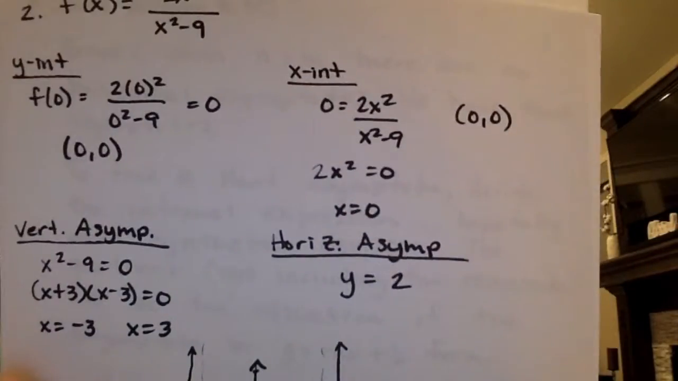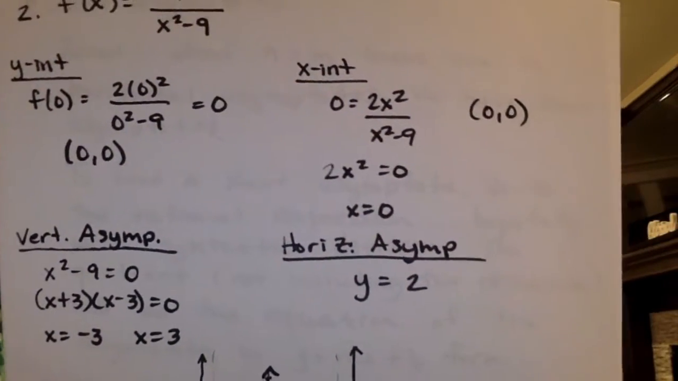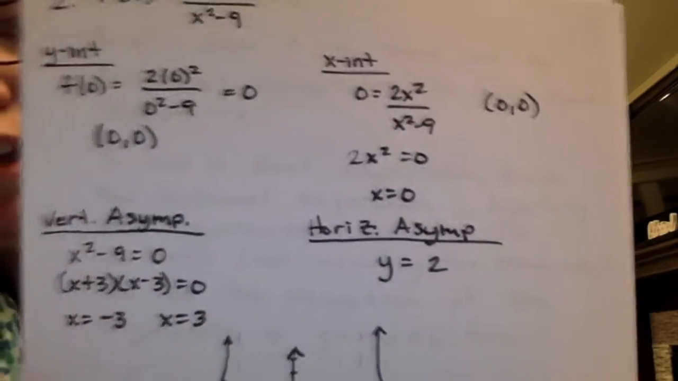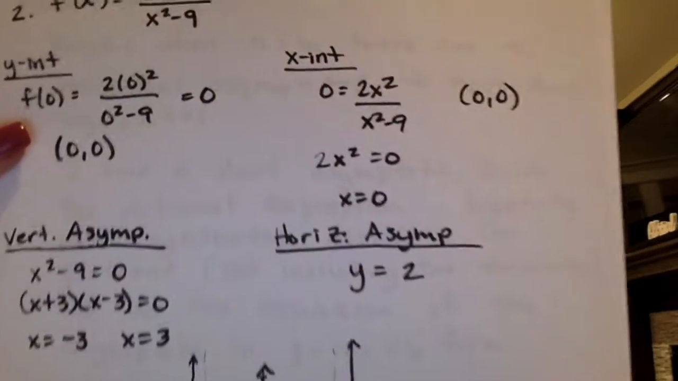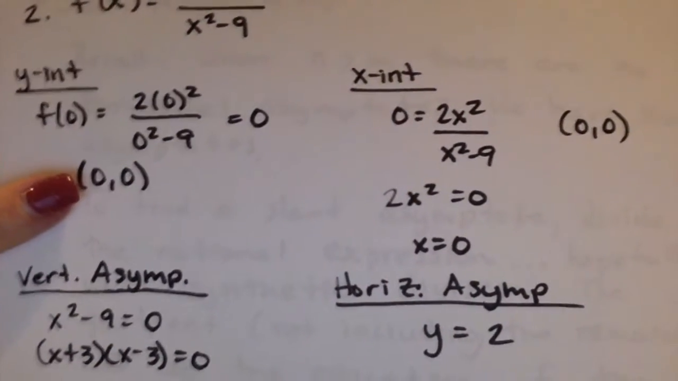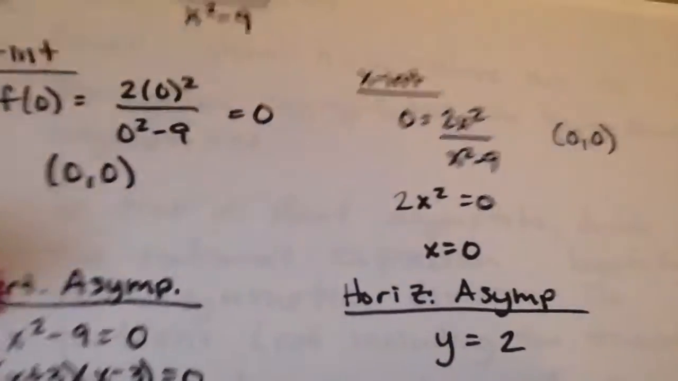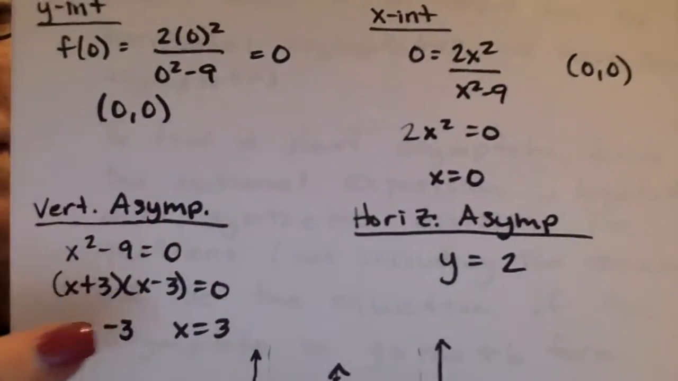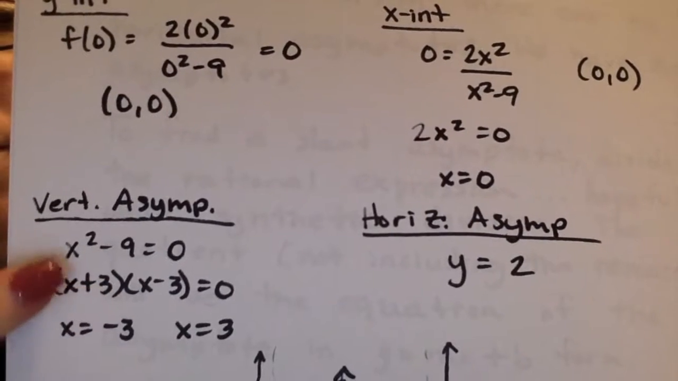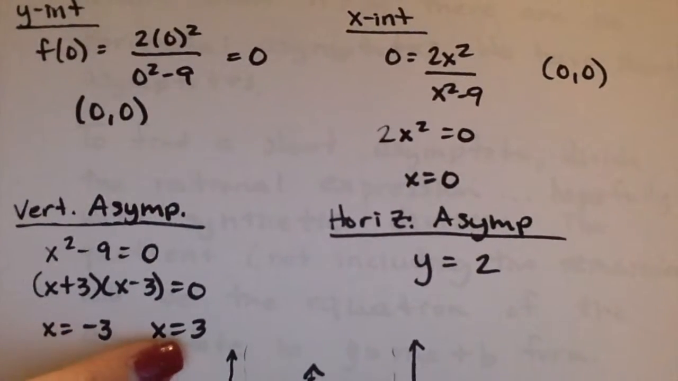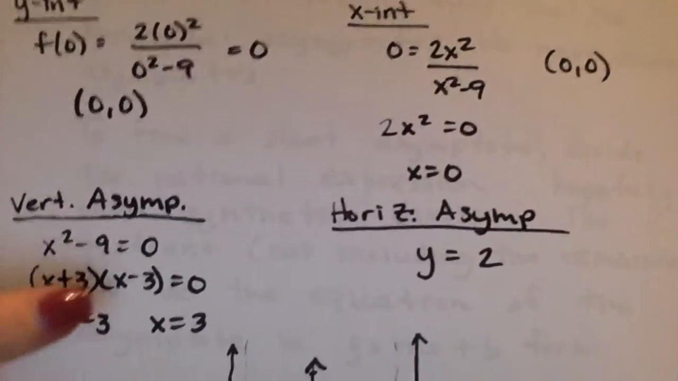We have this one, f of x is 2x squared over x squared minus 9. Again, find the y-intercept by making x 0. We get (0, 0). Well, if the y-intercept is (0, 0), the x-intercept is also (0, 0), right? That's the same thing. To find the vertical asymptote, we make the denominator equal to 0. I solved that, got those two vertical asymptotes.